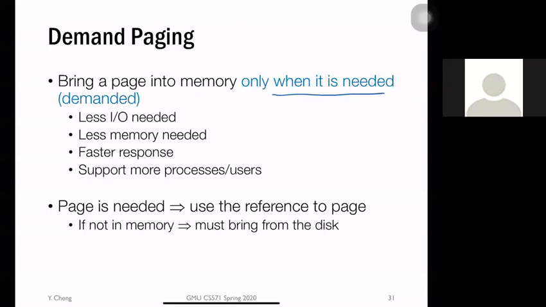So how do we keep track of where the page is? By using the reference bit or the present bit. If the page is not in memory, that is, if the present bit is 0, in order to get access, you need to first fetch the page from the disk into memory. So this is demand paging.